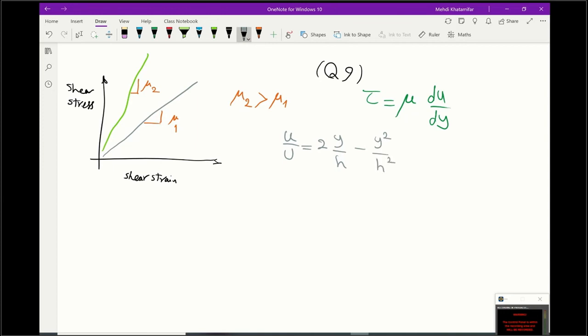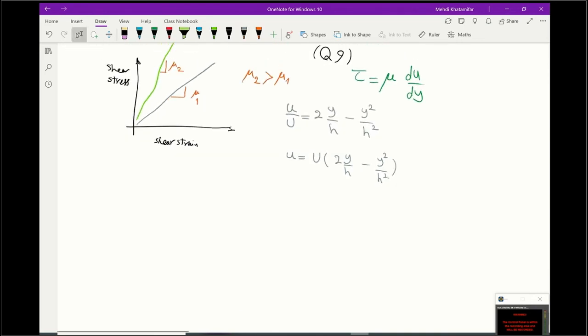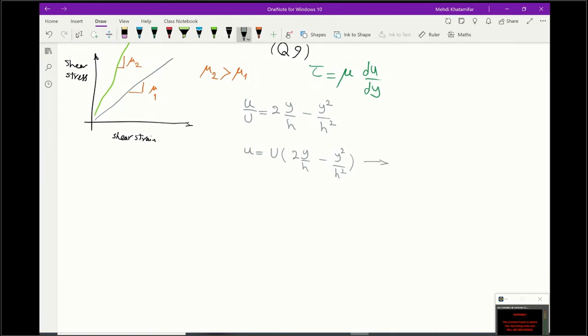So I need to find du dy. I can simplify this as u equals the capital U times (2y over h minus y squared over h squared). So du dy is going to be U times 2 divided by h, basically the first one is just y, minus 2y divided by h squared.